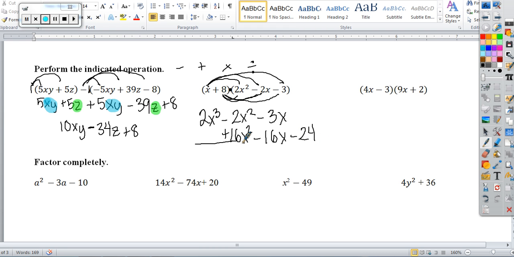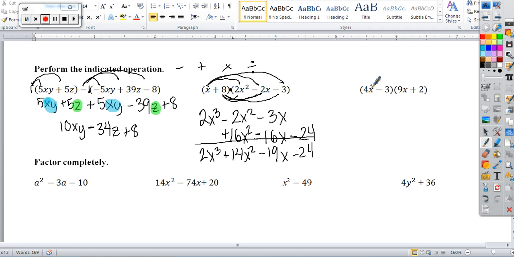Now what I'm going to do is I'm going to go ahead and combine my like terms here. We have 2x cubed. This is negative 2 plus 16 is positive 14x squared. Here we had negative 3 and negative 16. That's negative 19x minus 24. And folks, that is done.